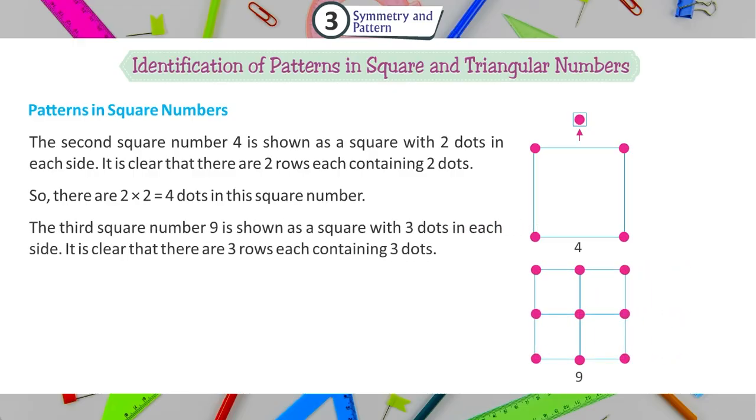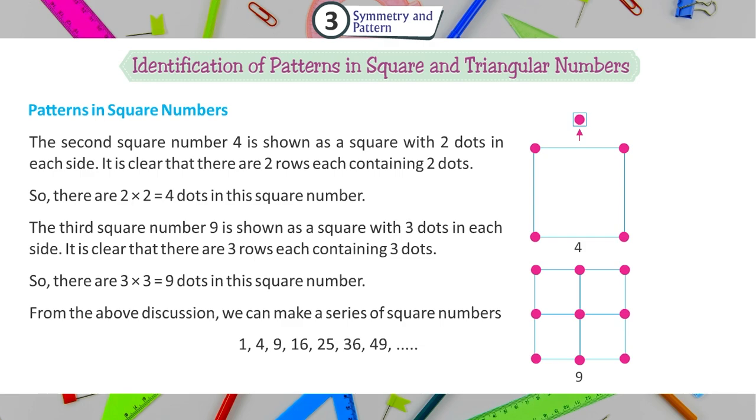The third square number 9 is shown as a square with 3 dots in each side. It is clear that there are 3 rows each containing 3 dots. So there are 3 into 3 is equal to 9 dots in this square number.